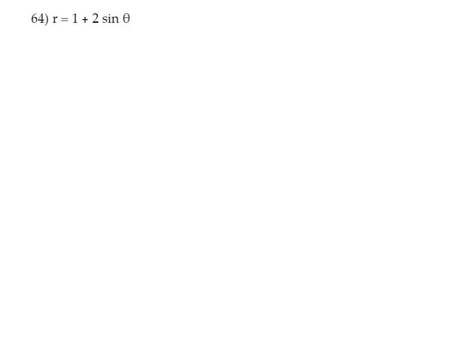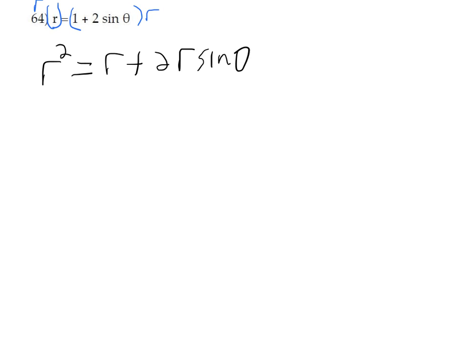Convert to rectangular coordinates. r equals 1 plus 2 sine theta. So we have a sine theta, but we don't want a sine theta, we want an r sine theta. So we're going to multiply the left and the right side by r. This is going to give us r squared equals, and we'll have to distribute this r through, r plus 2r sine theta. The point of doing this is to get the r sine theta.